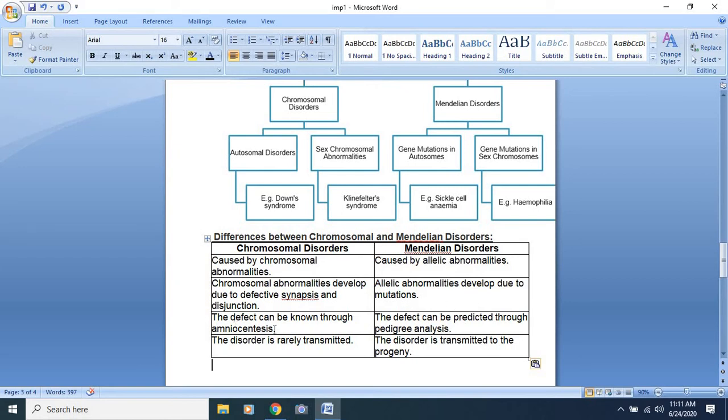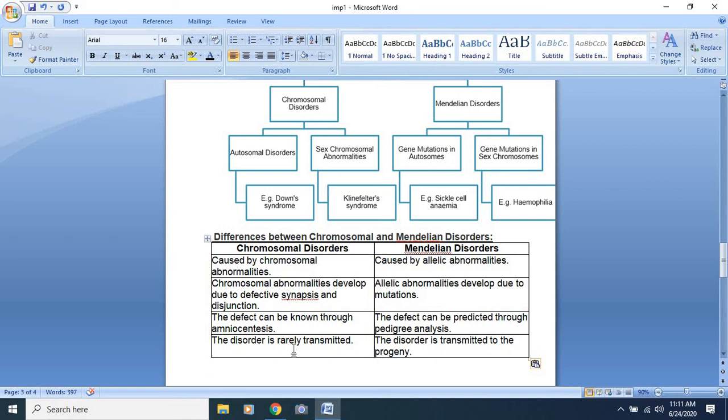Third point, the defect can be known through amniocentesis. Amniocentesis means the fluid from the developing fetus is taken, and from that fluid we can determine which defect or which chromosomal disorder the growing baby is facing. Here, in the Mendelian, the defect can be predicted only through pedigree analysis, that is the box and circle chart that we have seen. Okay, that is known as pedigree analysis.